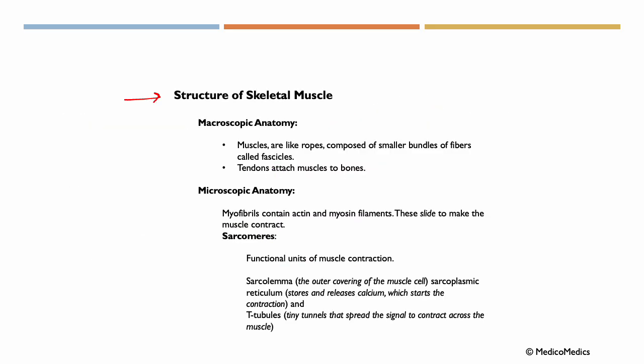Now let's turn our attention to the structure of skeletal muscle. In macroscopic anatomy first, muscles are like ropes, composed of smaller bundles of fibers called fascicles. Another important thing to remember is that tendons attach muscles to bones. If you remember from our previous lecture, we talked about the structure of a bone. We mentioned that on the outer parts, we had something called articular cartilage, where joints are formed.